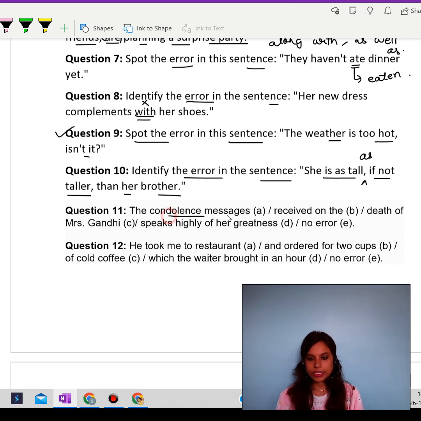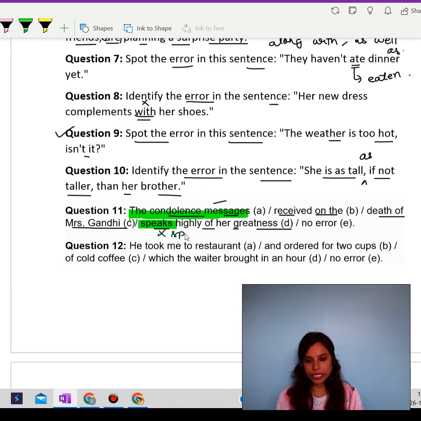The condolence messages received on the death of Mrs. Gandhi speaks highly of her greatness. The condolence messages is the subject. So we are going to consider this subject, the condolence messages, with the verb. Is it matching? No, because with condolence messages, it would be speak and not speaks.